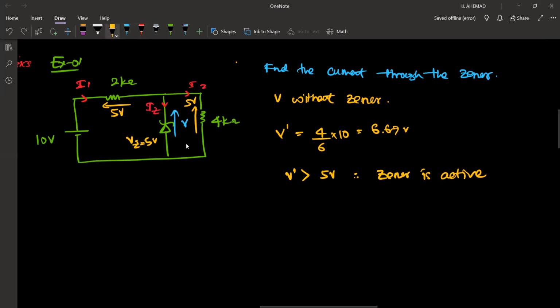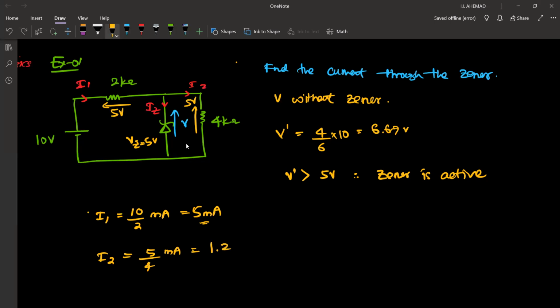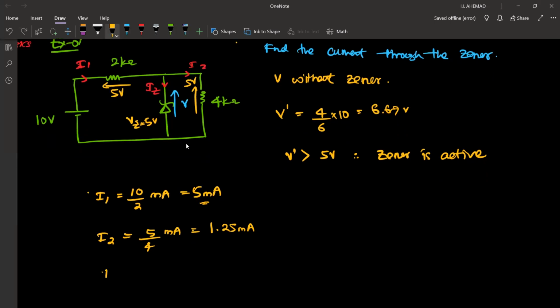So let's find I1 first. I1 is equal to 10 over 2, 5 milliamperes. I2 is equal to 5 over 4, so that is 1.25 milliamperes. Therefore, IZ is equal to 3.75 milliamperes.